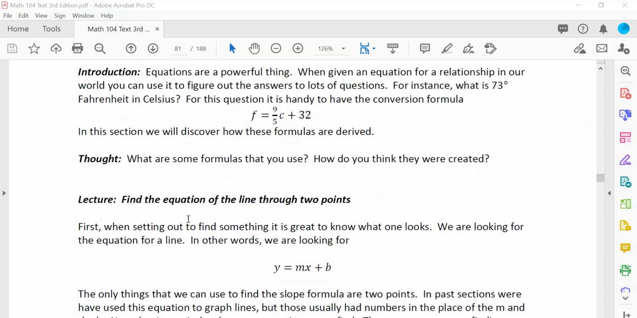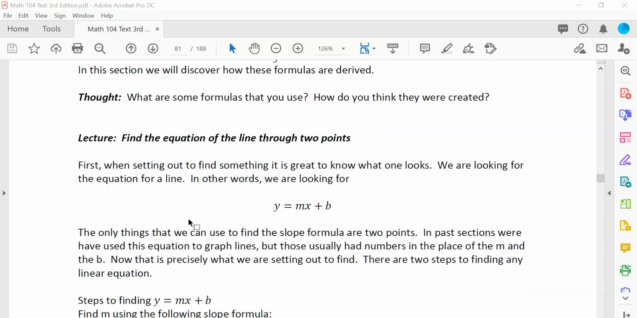I'm going to start out a little bit different than the book does. The book starts with finding the equation of a line through 2 points. But this first video is going to be finding the equation of a line with a given slope.